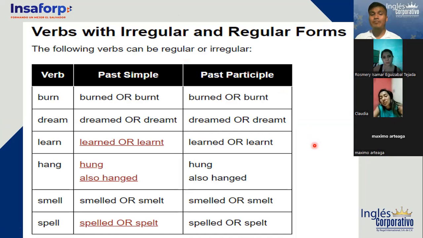And here we're going to be trying to understand irregular verbs. There are some verbs that can be regular and irregular. They can have both. Estos verbos pueden ser regulares y irregulares al mismo tiempo. So it means, if you use it as regular or as irregular, both of them are going to be correct. The only thing that is going to change is the pronunciation. That's it. For example, we have the verb burn.